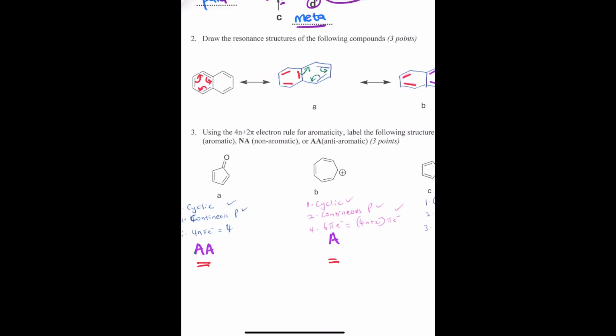Question number 2. Draw the resonance structures for the following compound. So if you look at this aromatic compound, that's actually naphthalene, we can draw resonance, and by drawing resonance, we move 2 electrons at a time. So we move electron pairs, and because of that, we use what's called full-headed arrow.